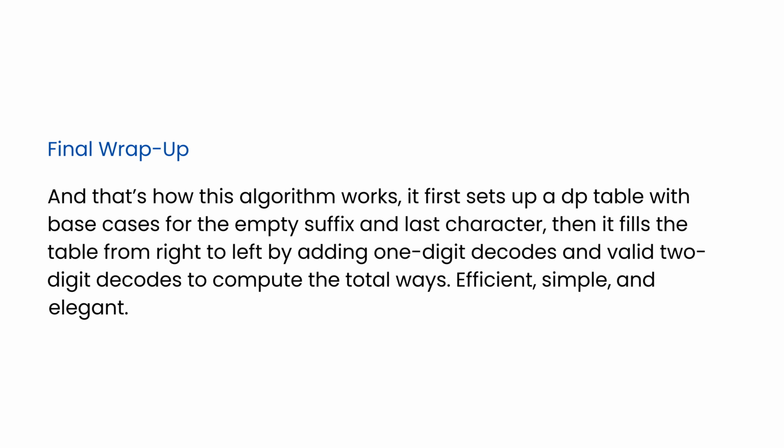And that's how this algorithm works. It first sets up a DP table with base cases for the empty suffix and last character. Then it fills the table from right to left by adding one-digit decodes and valid two-digit decodes to compute the total ways. Efficient, simple, and elegant.